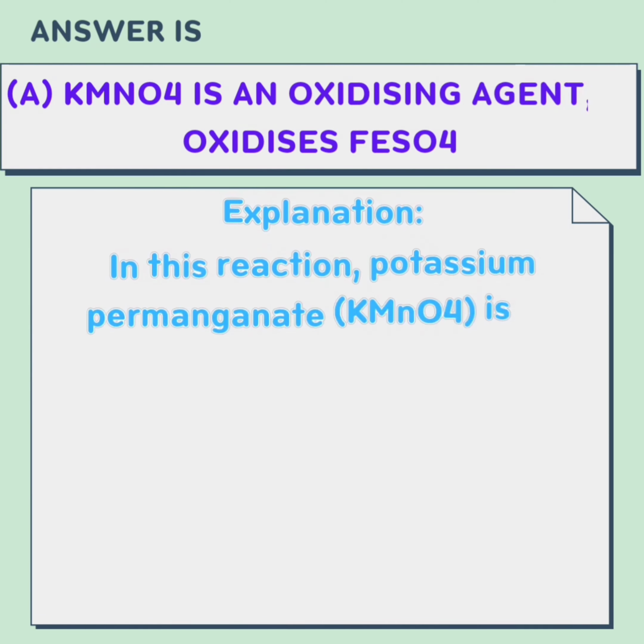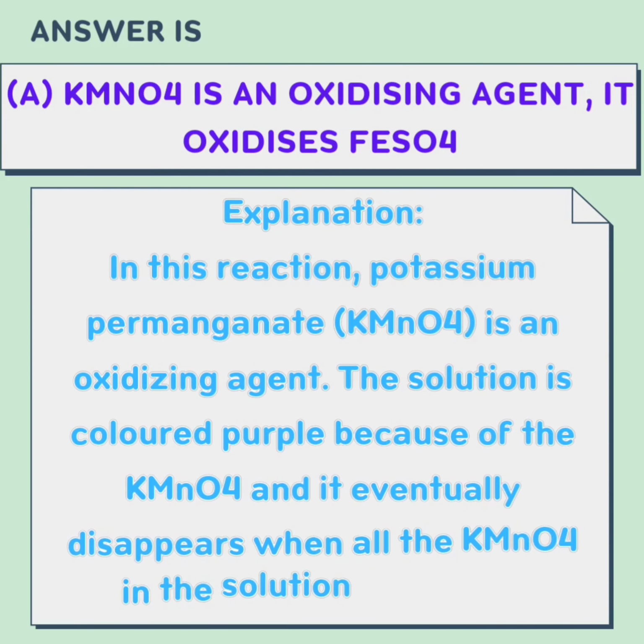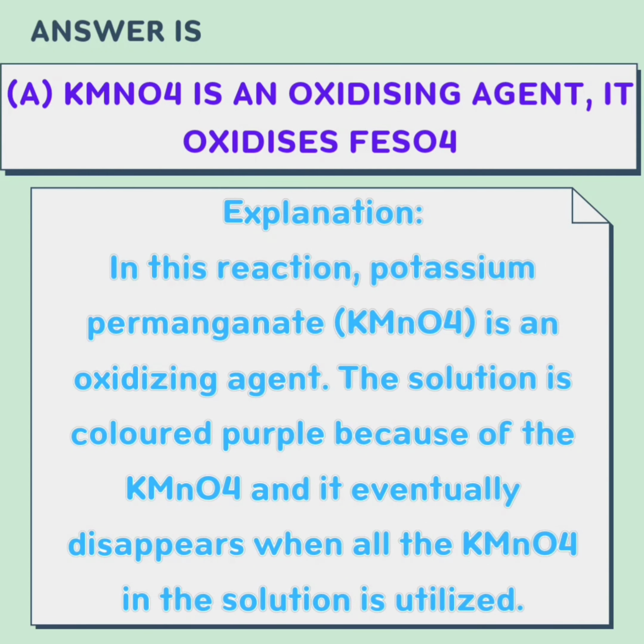Answer. A. Potassium permanganate is an oxidizing agent, it oxidizes ferrous sulfate. Explanation. In this reaction, potassium permanganate KMnO4 is an oxidizing agent. The solution is colored purple because of the potassium permanganate and it eventually disappears when all the potassium permanganate in the solution is utilized.